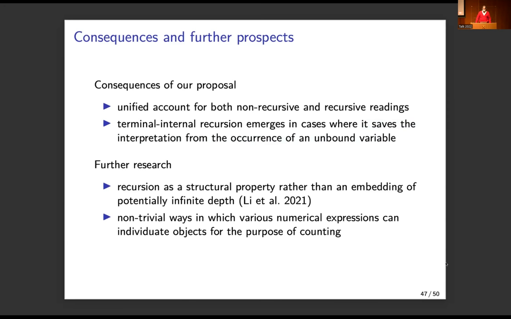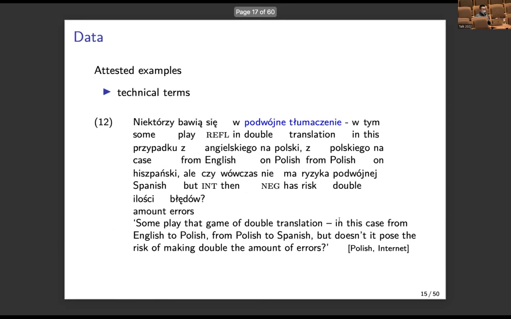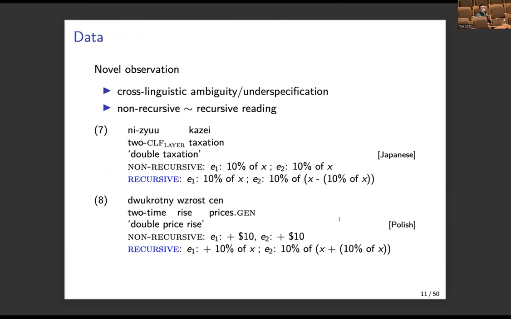Okay, so first of all, just a clarification in example number 7, I think, Nijukaze. So for the recursive meaning, you write that E2 is 10% of x minus 10% of x, and I assume that it was supposed to be x plus 10% of x, right? So depending on how you understand taxation, right? So if it's income that is taxed, then you've already paid, so it's like one tax. So you have $100 and you paid $10 on that amount, and then you have $90 that are taxed, then it's minus. If you sell something and you include tax into the new price, it would be plus. It's just how you understand taxation.